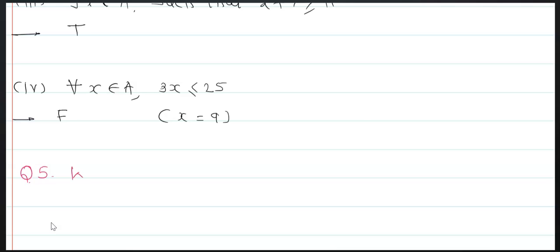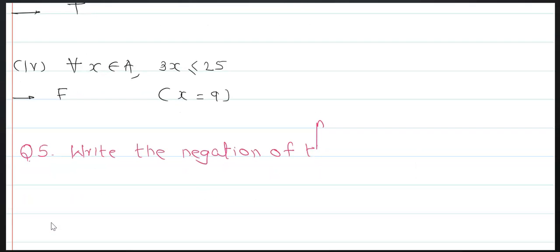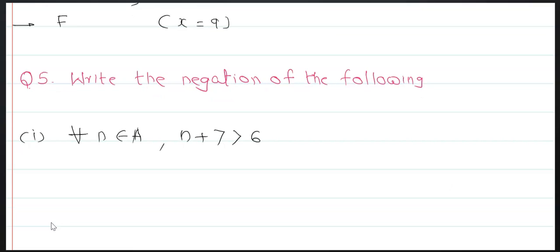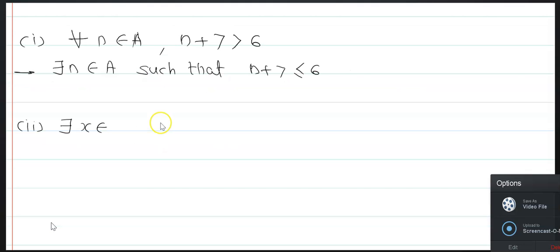Question number 5. Write the negation of the following. First is, for every n belongs to capital A, n plus 7 is greater than 6. Now here, the negation of this is: there exists n belongs to capital A such that n plus 7 is less than or equal to 6.